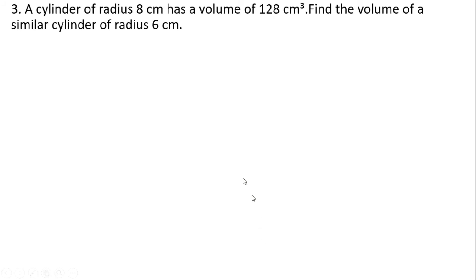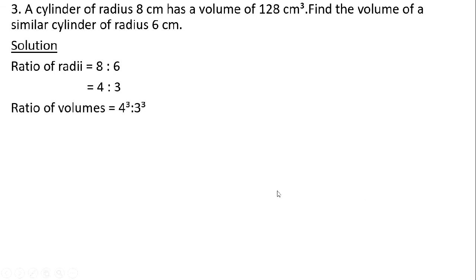Question 3. A cylinder of radius 8 centimeters has a volume of 128 cubic centimeters. Find the volume of a cylinder of radius 6 centimeters. We take it step by step. The ratio of their radii is 8 to 6. Take that to its lowest terms. It's the same as 4 to 3. Then, since we are looking for the ratio of their volumes, we have to cube them. 4 cubed is 64. 3 cubed is 27.